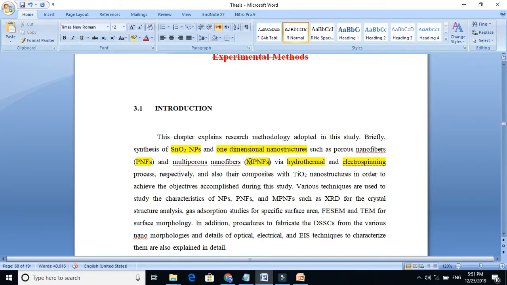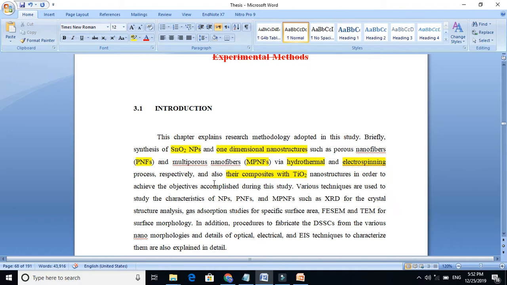I want to make these materials, this nanostructure, using which method? Using hydrothermal and electrospinning techniques. And I also want to make their composite, a composite with the tin oxide nanostructure, in order to achieve the objectives accomplished during this study.